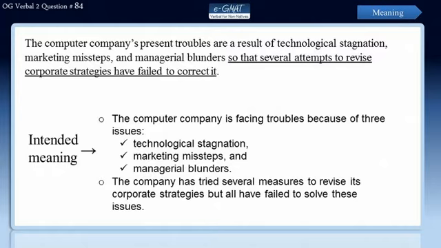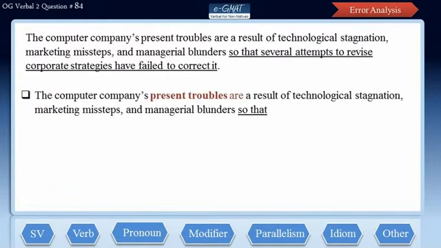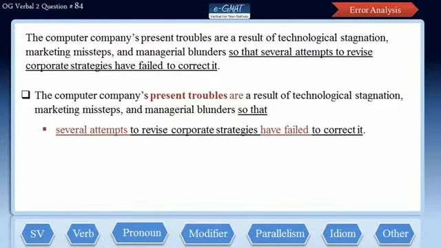Let us now evaluate the errors by splitting this sentence into its clauses. So here comes the first clause. The computer company's present troubles are a result of technological stagnation, marketing missteps, and managerial blunders. So here, present troubles is the subject and are is the verb. Presence of "so that" brings us to another clause that reads, several attempts to revise corporate strategies have failed to correct it. Here, several attempts is the subject and have failed is the verb. Now, the clause following "so that" is not doing the job it is supposed to, as we discussed earlier during the meaning analysis. So, certainly we have meaning error here.